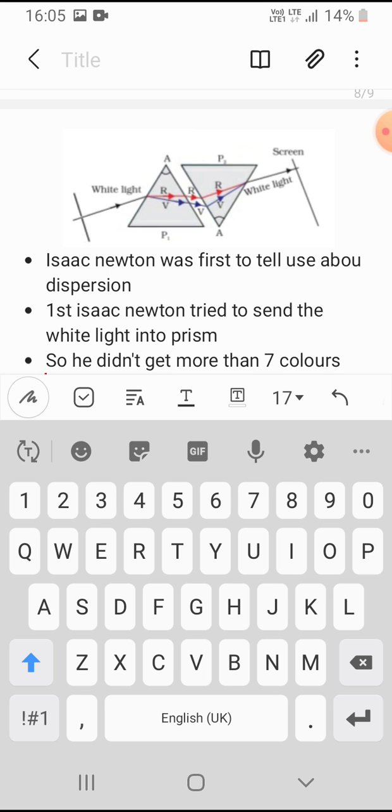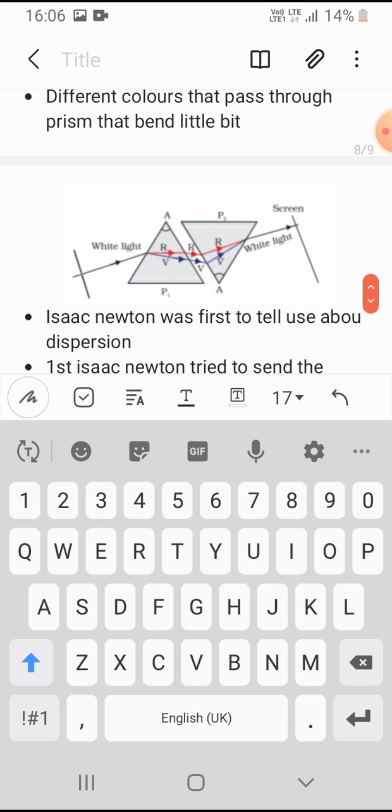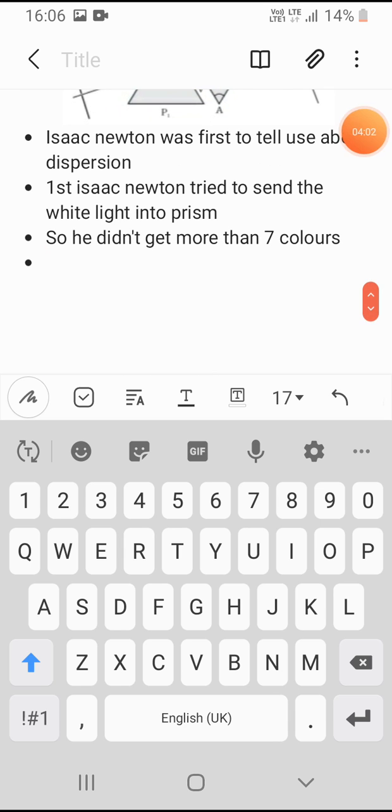But if you put another prism in front of that, that prism will turn the 7 colors back into white light. You can try it: keep the prism, put the white light, and you can see that 7 colors come. And if you want, you can put another prism in front of those colors. Then on the screen you can see that only white light is coming, not the other 7 colors. So first Isaac Newton did this experiment.